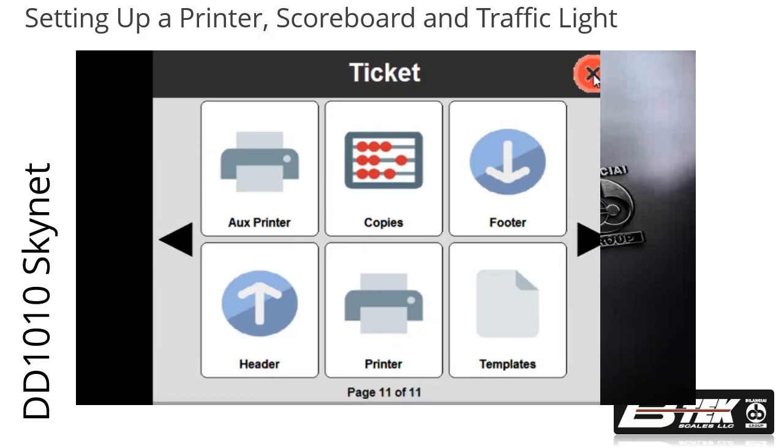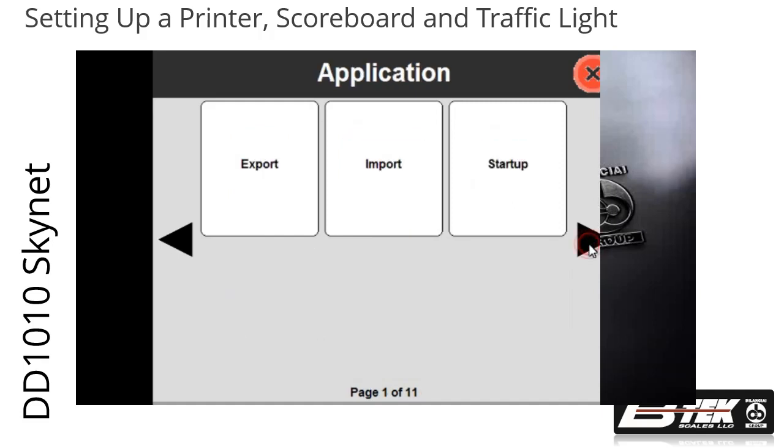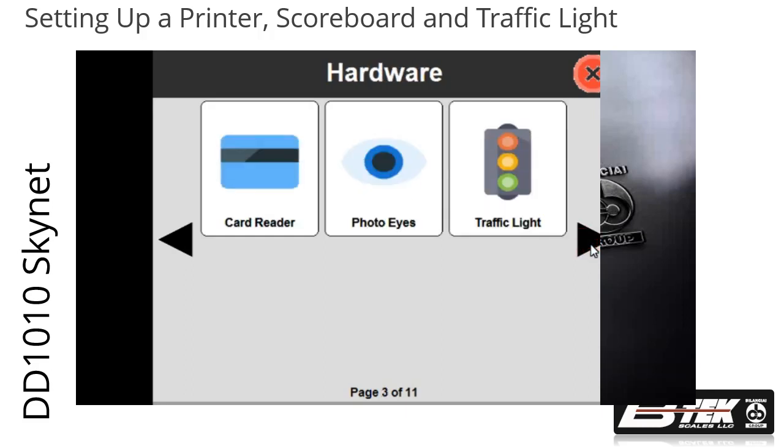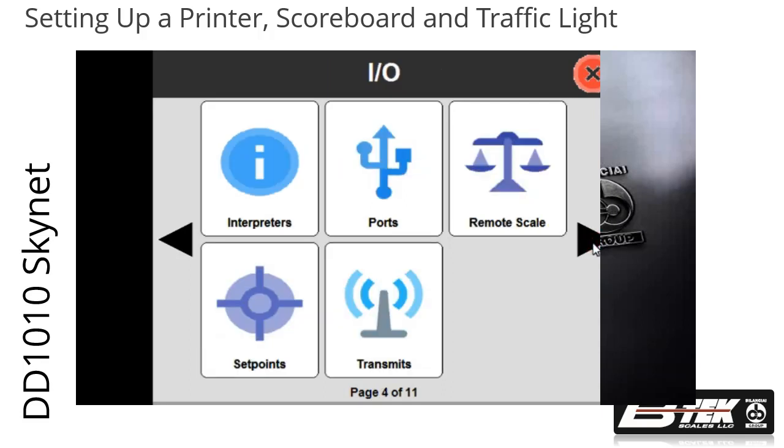Okay, so at this point we've configured our printer and we've configured the output for the scoreboard and the traffic light. We have not configured the serial output. There are 2 different ways that we can configure the serial output. We can do this in the Blanchet backend, or we can do it in the B-TEK program. So I'll demonstrate the B-TEK program first.